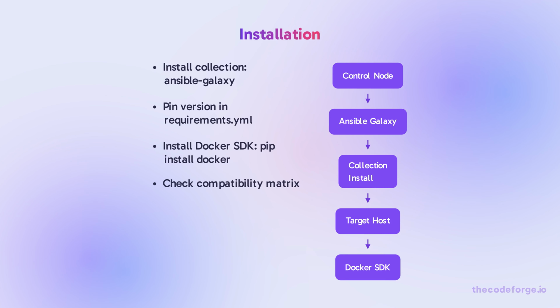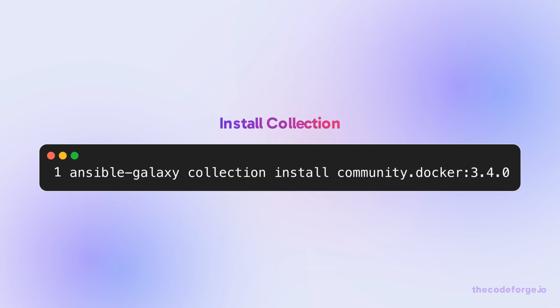First, install the community.docker collection using Ansible Galaxy. Pin the version for production. On target hosts, you need the Docker Python software development kit. Always check the compatibility matrix between collection and software development kit versions. This command installs version 3.40 of the community Docker collection. Use this in your CI/CD pipeline or locally.